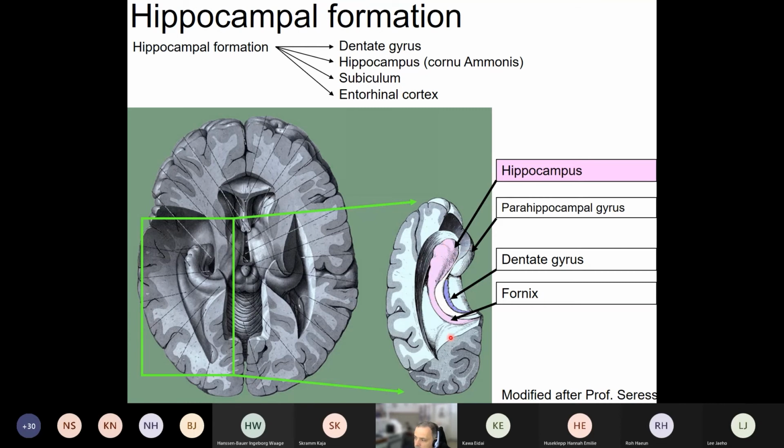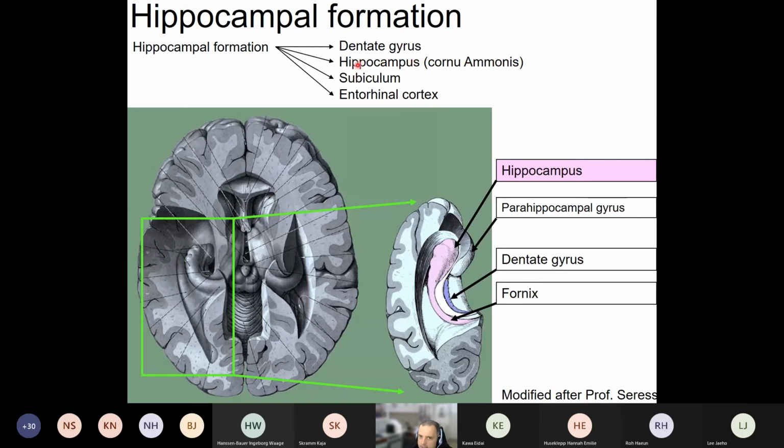So the hippocampal formation is more than the hippocampus because it involves the dentate gyrus, the hippocampus per se, the subiculum, and the entorhinal cortex. Also, there is an alternative name for the hippocampus. It is also called cornu ammonis, or Ammon's horn. And this is something that I have to explain to you.